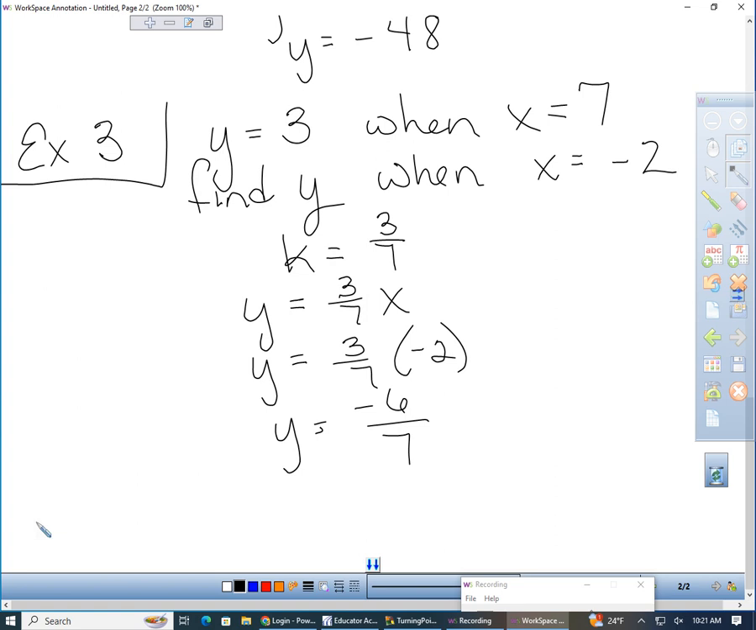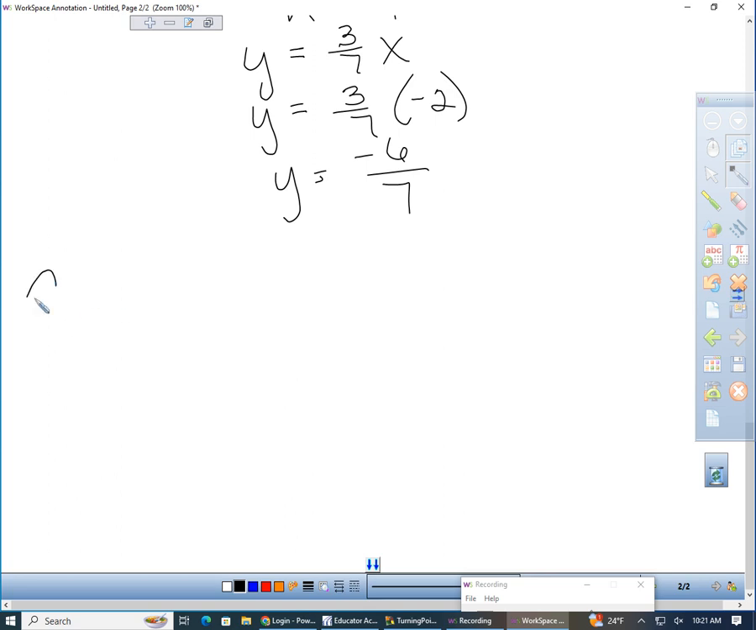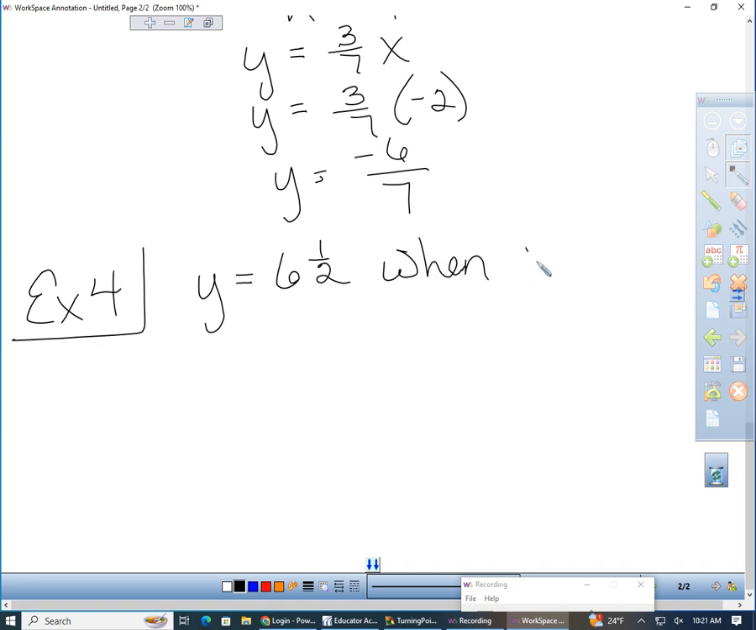Okay, I want to do one more of these very quickly. Example number 4. Because it does get a little bit tougher, just a little bit tougher, in your homework today. Again, remember this starts off as suppose y varies directly with x. Okay? And let's say y equals 6.5 when x equals 1/4. Find y when x equals 12.